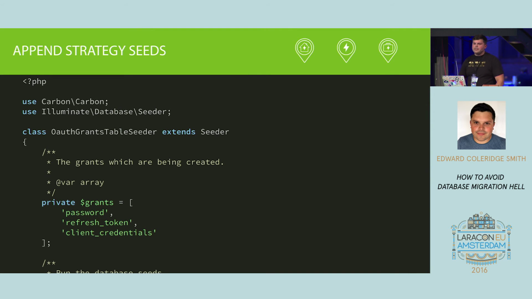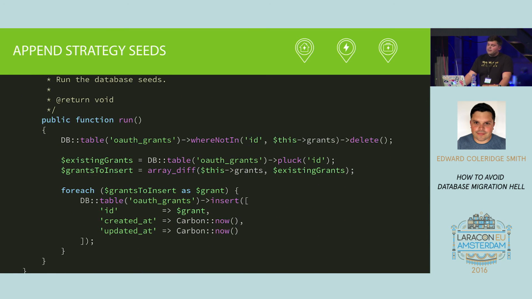Okay, and so this is an example of one of the seeders that was called by the previous class. In this instance, we're going to fill up our grants table with the possible OAuth grants that my application needs. In this case, we just have password, refresh token, and client credentials. And then you can see the run method is slightly more complicated.